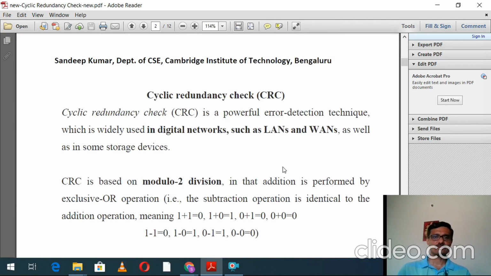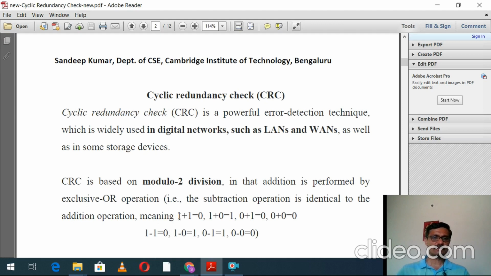So, what is CRC? It is cyclic redundancy check. It is a powerful error detection technique which is widely used in data communication, like LANs and WANs. They are also used in some storage devices to check for errors in the stored bits. This CRC is based on modulo 2 division. In that, addition and subtraction are both the same, and they are performed using the XOR operation.